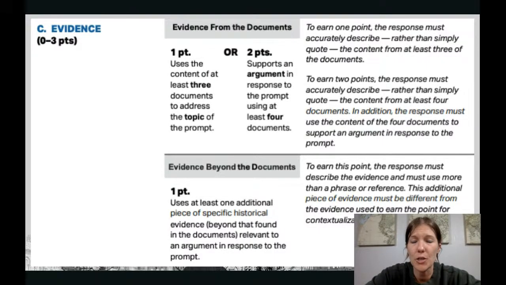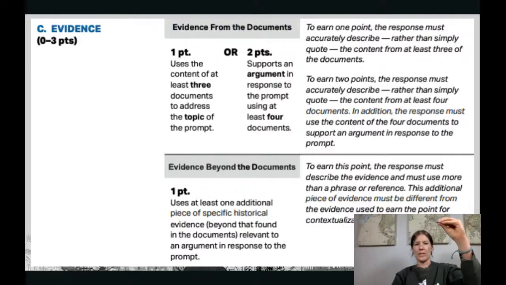This does not mean that you should only use 4 documents in your DBQ, because what if you misinterpret one? Your goal is to use at least 6. So if there's one document that you come across and you have absolutely no idea what's going on, you don't have to use it. Just really focus on the other 6 and make sure that you're incorporating all 6 of those in your claim and in your essay. Those are your first 2 points. So you either get 1 or 2 based on that.